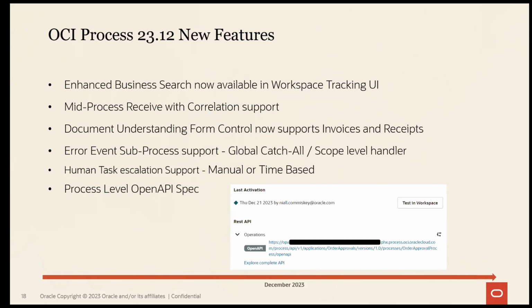And finally, process level OpenAPI spec. This is very interesting as well: when you activate your process, you get an OpenAPI spec for that process. So this could be very useful for you to pass on to clients or whoever needs to be able to integrate with this or to call this process.